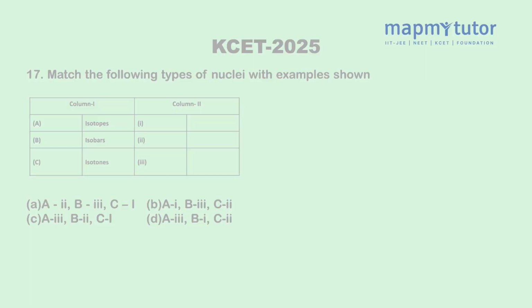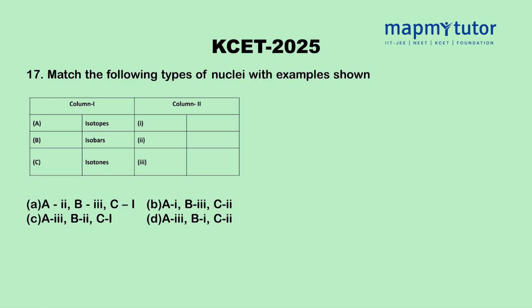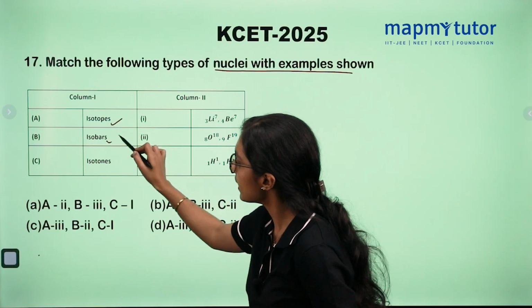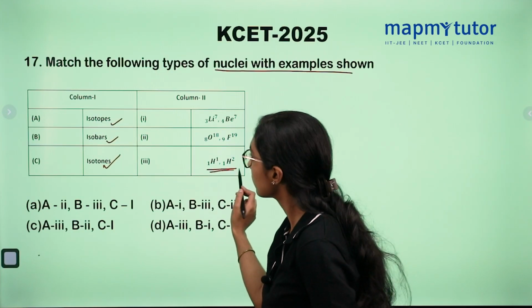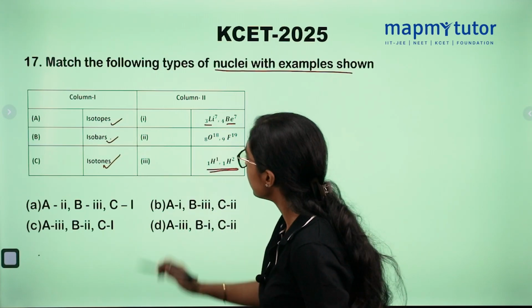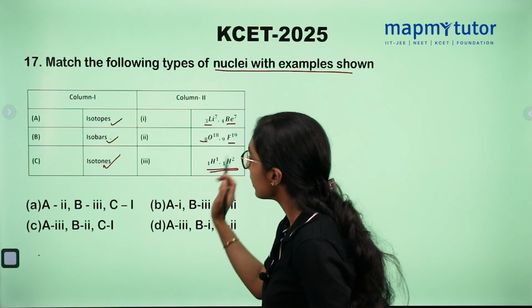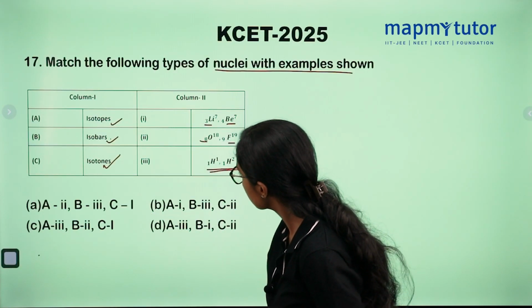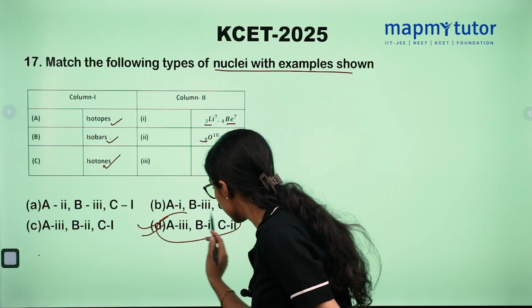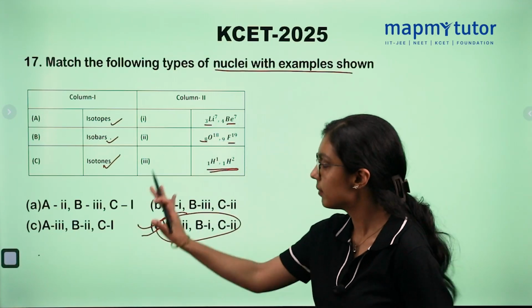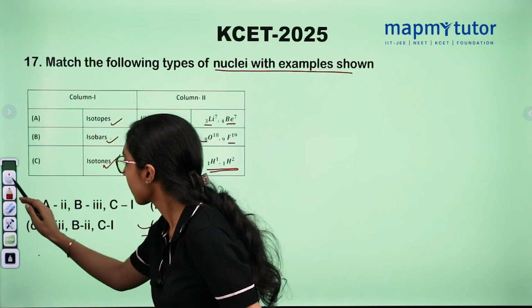Theoretical question. Match the following types of nuclei with their examples. You have given isotope, isobar, isotones. So A is 3. Isobar will be lithium and beryllium. Isotones is oxygen and F. So which option is correct? Option D is the correct answer. Not much explanation needed. It's directly from NCERT.